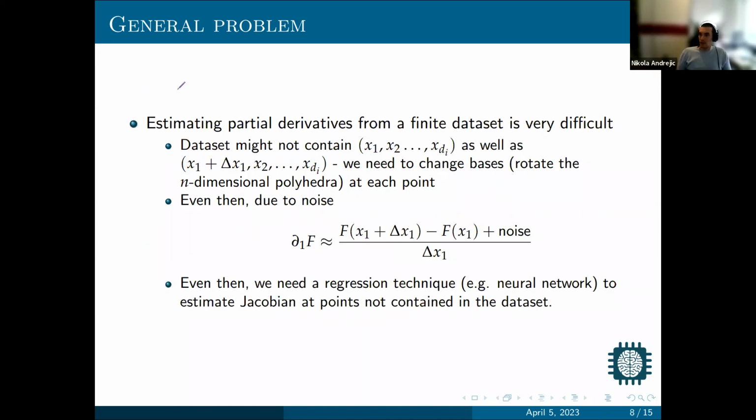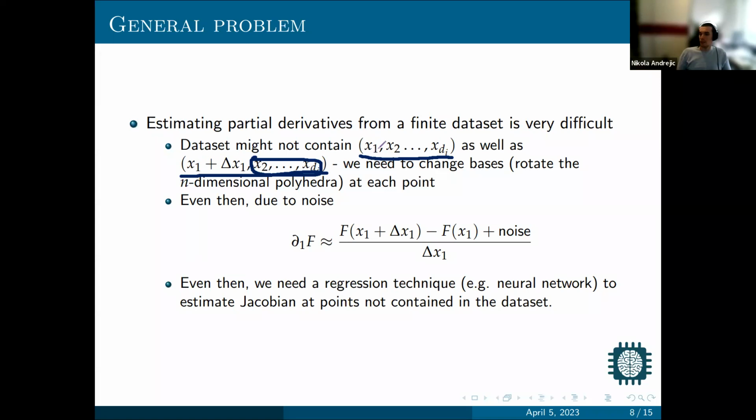Okay, so the problem of estimating Jacobian means we need to estimate partial derivatives. This is from a finite data set, which is a very difficult problem. Why? Because first of all, the data set might not contain, and that would probably be the case, the point with these coordinates as well as the point with these coordinates, where all of the other x's, all of the other real numbers are fixed and only one of them is perturbed.